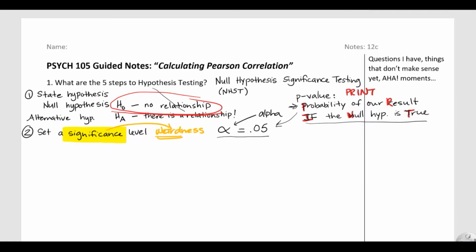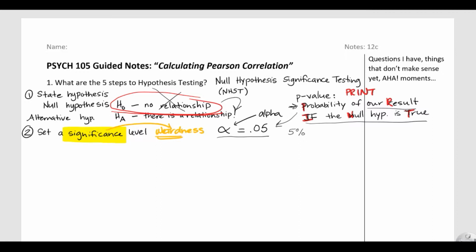I'm going to not go with this one. I'm going to choose the alternative hypothesis. I think there really is a relationship in my population. So this 0.05 corresponds to essentially if there's a 5% chance or less of getting our result, if the null is true, then we are going to reject the null hypothesis in favor of our alternative hypothesis.